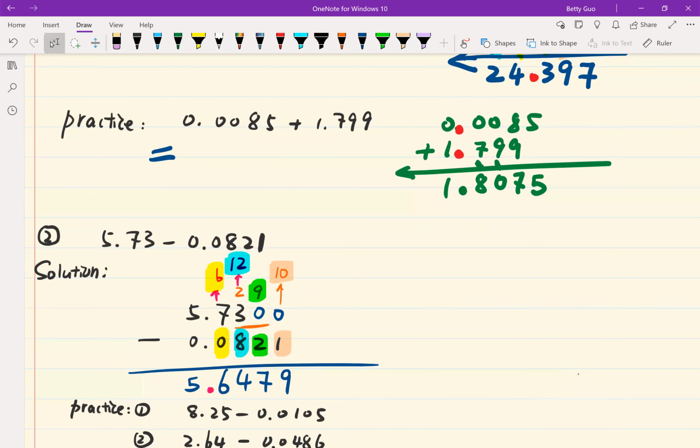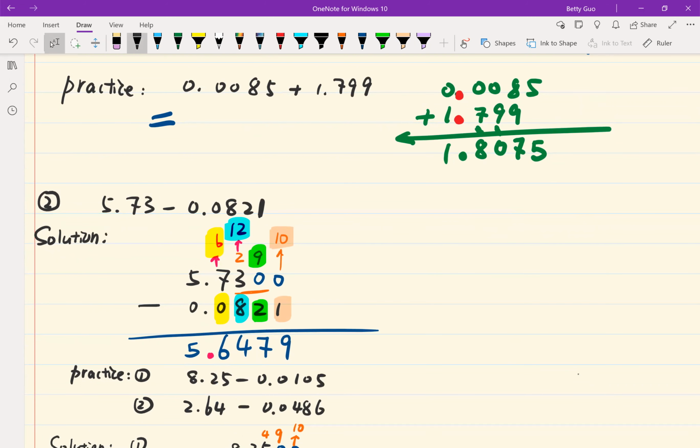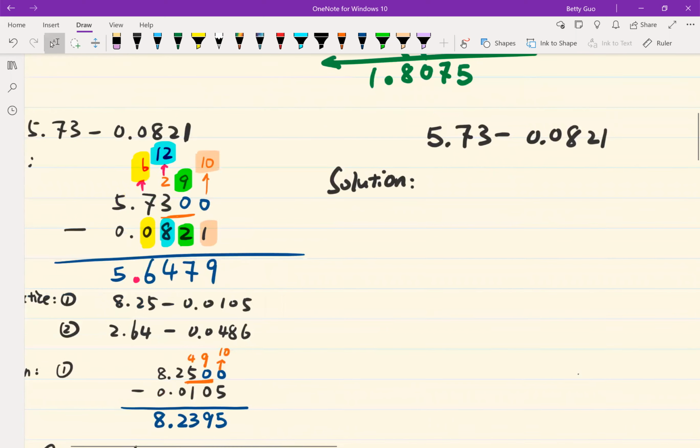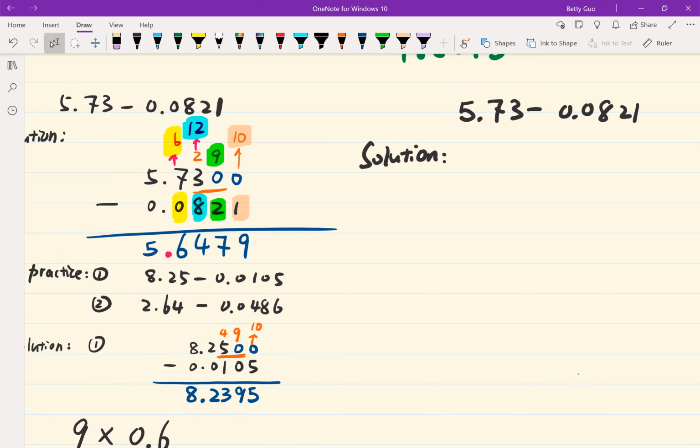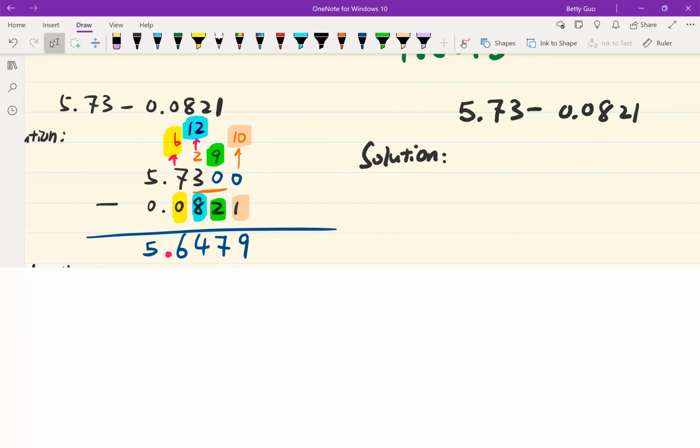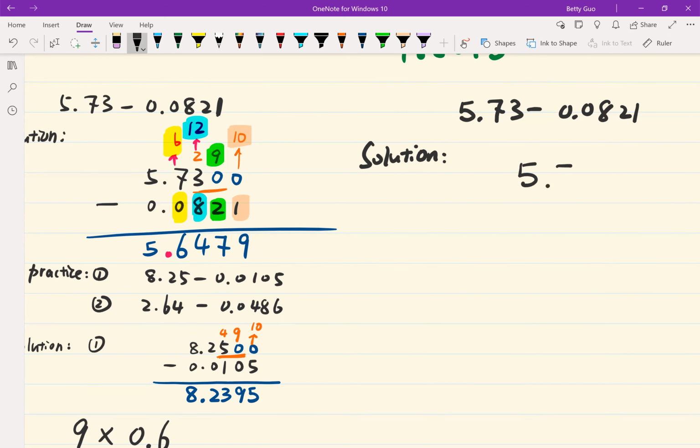Subtraction. Subtraction is a little bit more complicated. Let's look at this example. So we have 5.73 minus 0.0821. When it comes to subtraction, we need to make sure to put a number in front of the subtraction symbol on the top, and put a number behind the subtraction on the bottom. So don't mess with the order.